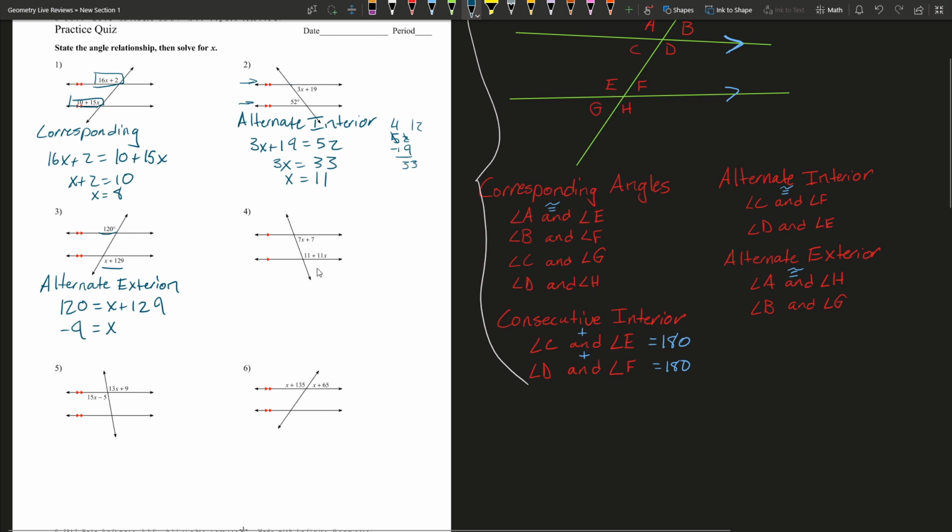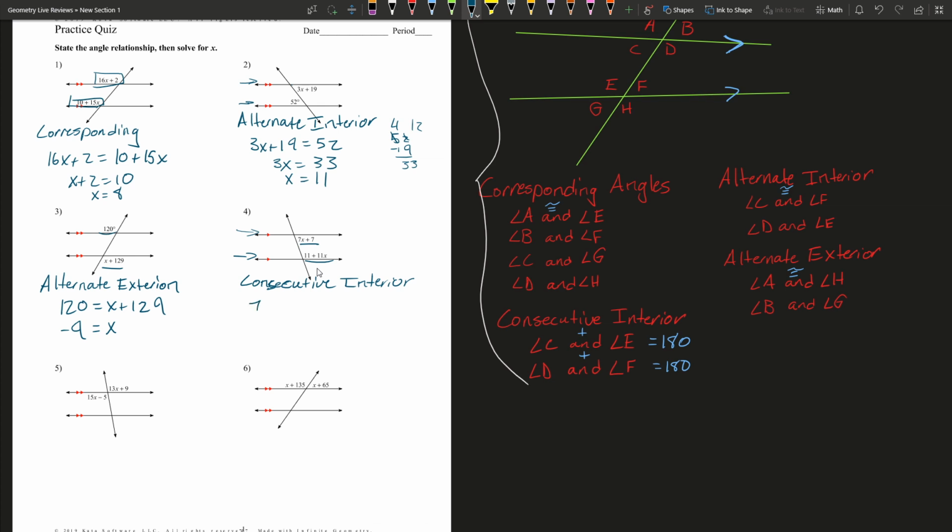Number 4, we're dealing with interior angles, and they are on the same side of the transversal, so we're dealing with consecutive interior angles. Again, because we are dealing with two parallel lines cut by a transversal, that means that the consecutive interior angles will add up to 180.